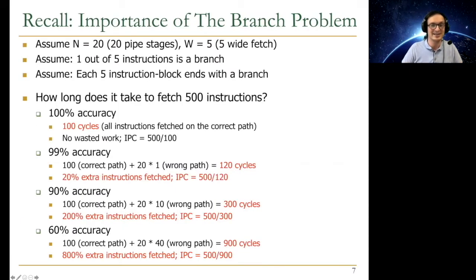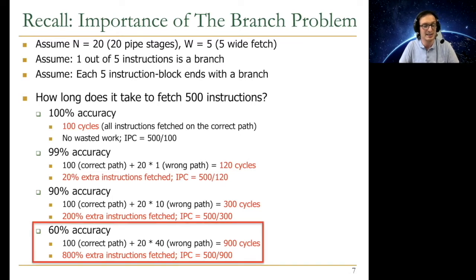And remember the slide which I showed you to motivate the branch prediction problem. I'm not going to go over it again, but it's good. We're going to do this exercise later on today again, but with some assumptions that we have discussed last time. We did the math. And if you have only a 60% accurate branch predictor, you execute essentially 800% extra instructions that you're not supposed to fetch if you were 100% accurate. And your program, instead of taking 100 cycles, takes 900 cycles. So you basically lose 9x.